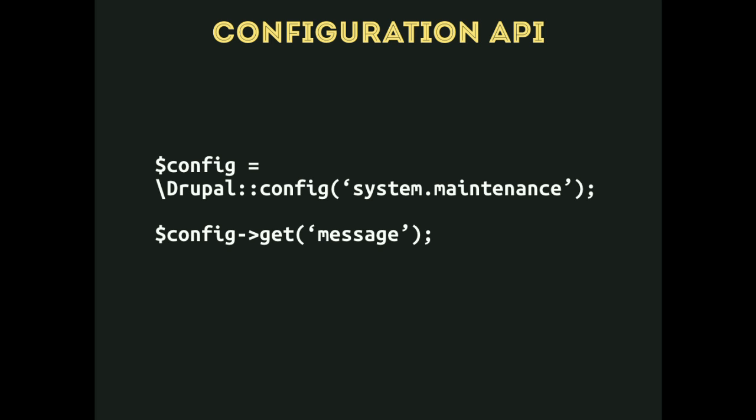So for example, you use the configuration API very simply like this. You load the system maintenance message from the config system, and then you get the message key. In this case, the config system will use the interface language negotiated for the page, load the override for the interface language, maybe Hungarian, merge the Hungarian on top of the original configuration, and now you get a Hungarian message. You have no way to tell if Hungarian was applied or not, okay?